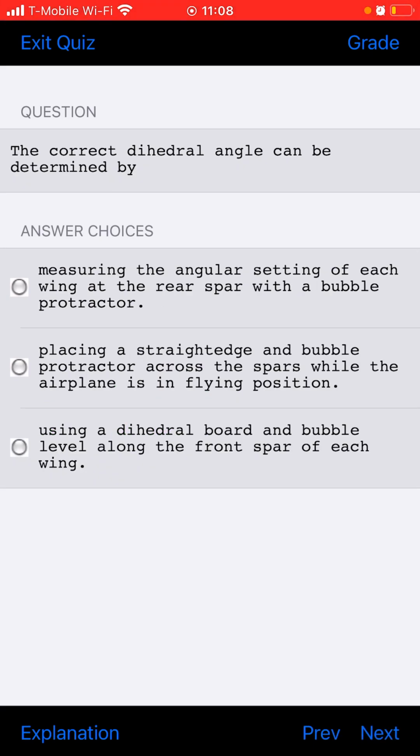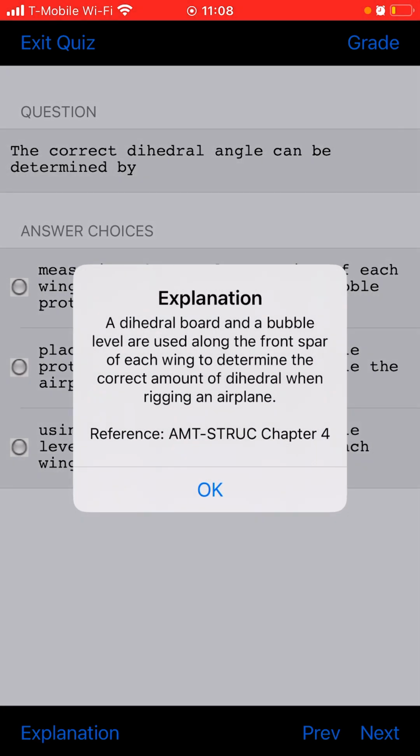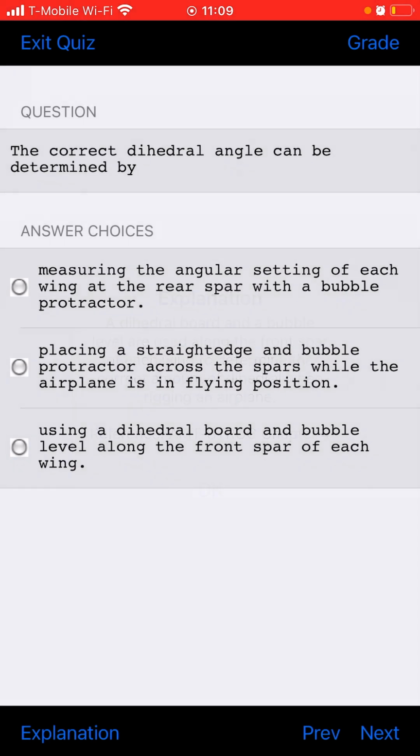The correct dihedral angle can be determined by measuring the angle setting of each wing at the rear spar, using a dihedral board and bubble level along the front spar of the wing. A dihedral board and a bubble level are used along the front spar of each wing to determine the correct amount of dihedral when rigging an airplane.